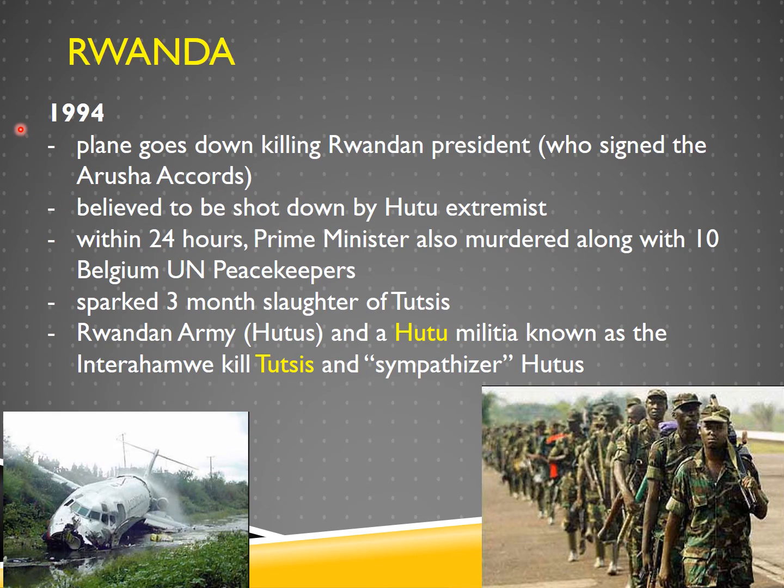Then we come to 1994, and a plane goes down, killing the Rwandan president who signed the Arusha Accords, believed to be shot down by Hutu extremists. Within 24 hours, the Prime Minister was also murdered, along with 10 Belgian UN peacekeepers. It sparked a 3-month slaughter of Tutsis. The Rwandan army, the Hutus, and a Hutu militia known as the Interahamwe killed Tutsis and sympathizer Hutus.